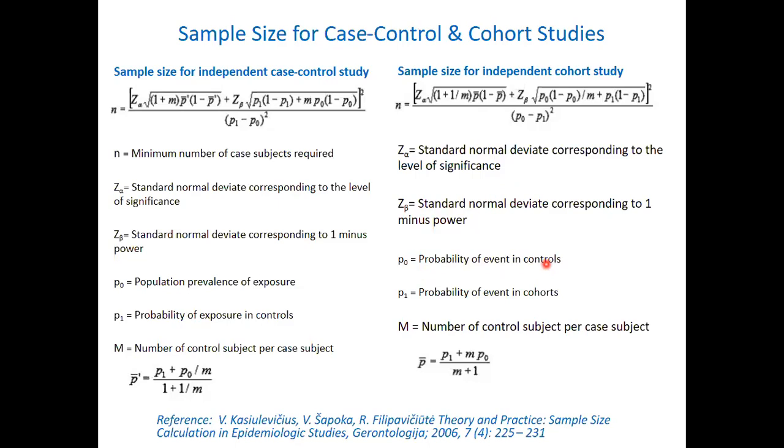That's the people that are exposed per se. So P0 is the probability of event in the control. P1 is the probability of event in the cohort. The cohort is the exposed. For example, now I want to study the effect of cigarette smoking on lung cancer. Cigarette smokers are the cohort.